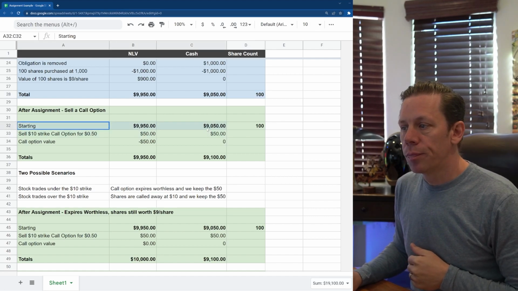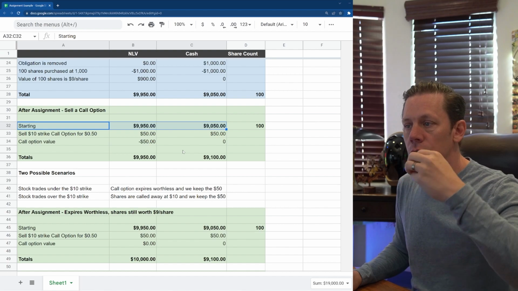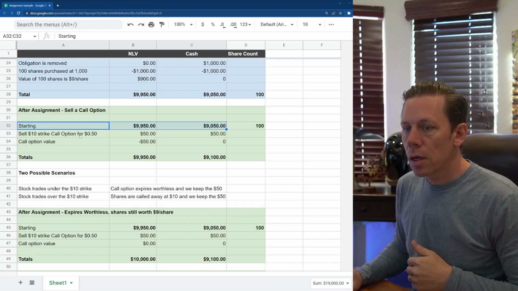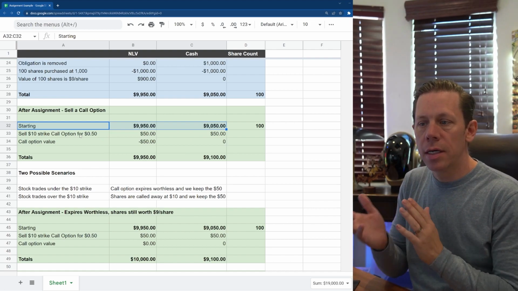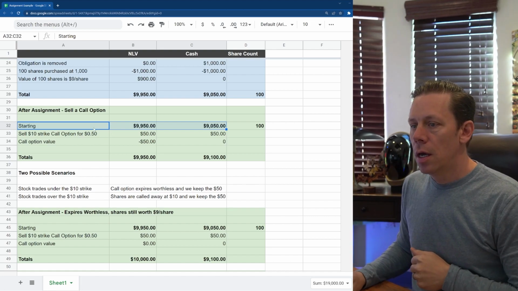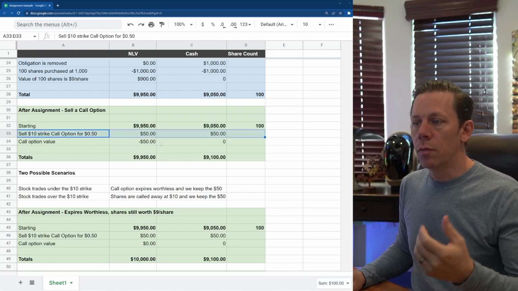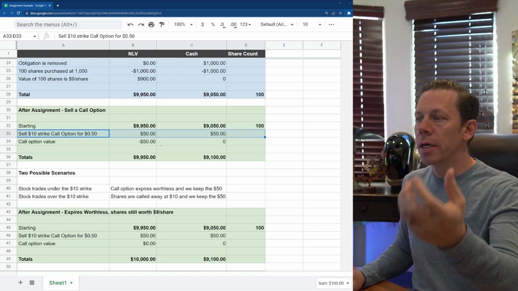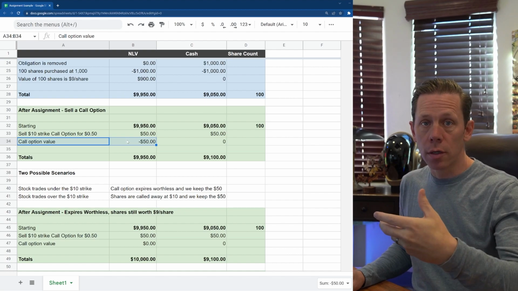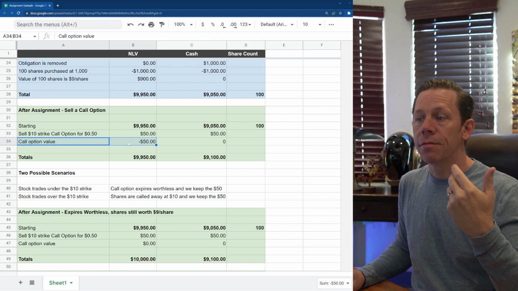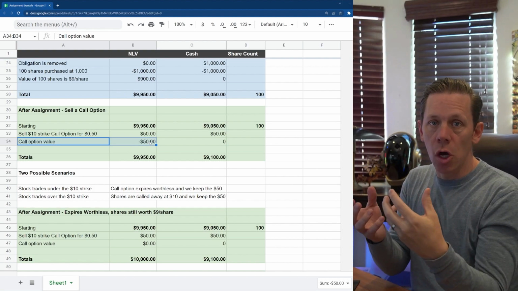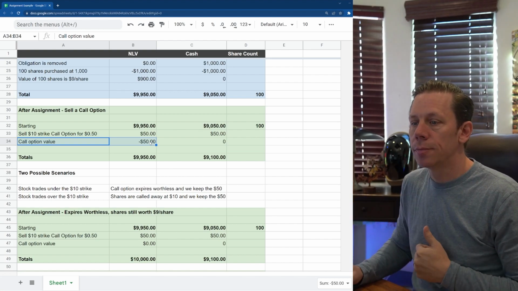So here in the spreadsheet, I just copied down our starting values of $99.50 and $9,050. And then hypothetically, to keep the math easy, we're going to say that we sell the $10 strike call option for $50. And just like above, we'll see that we bring in the $50 in our net liquidation value because we brought in $50 in cash. We also have the call option now that we're short in the account, one call option, and that has a value of $50. So that we're not making money or losing money as soon as we open the trade, the value of the call option would not have changed.